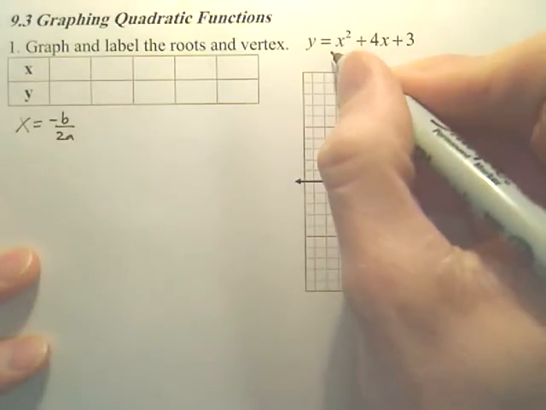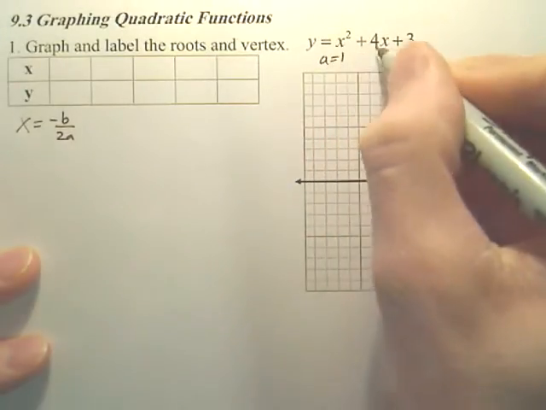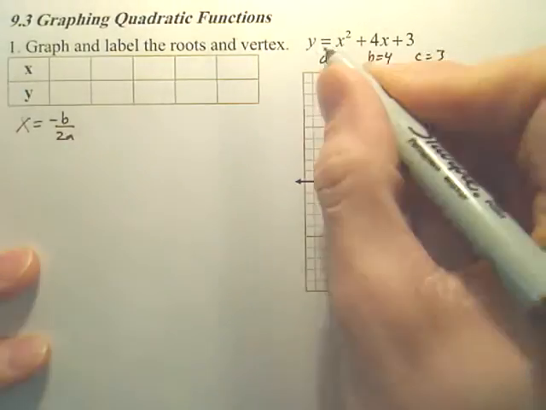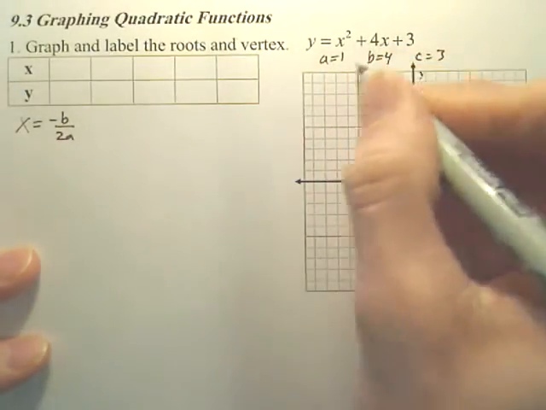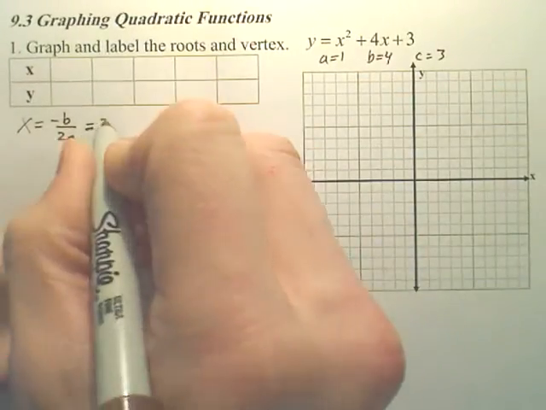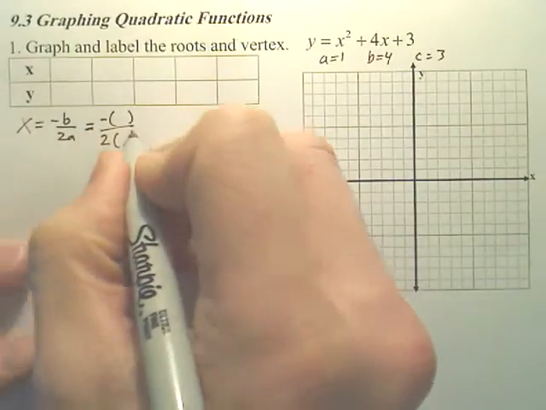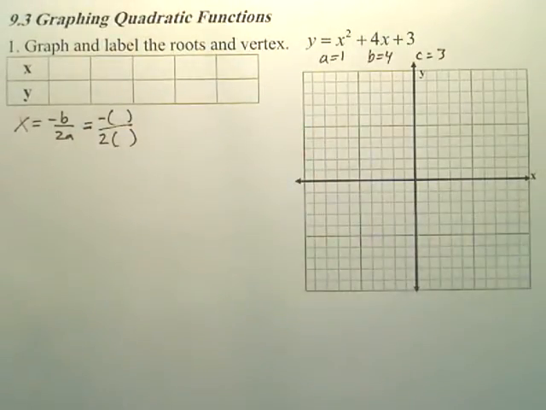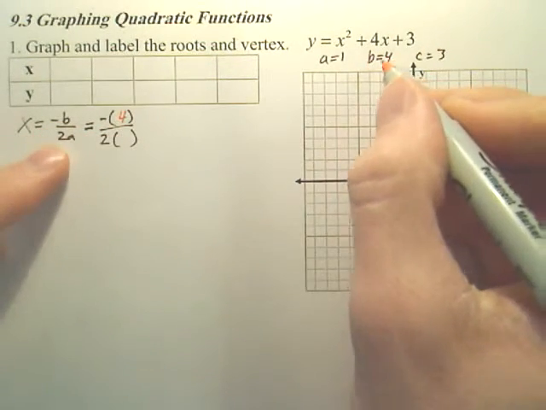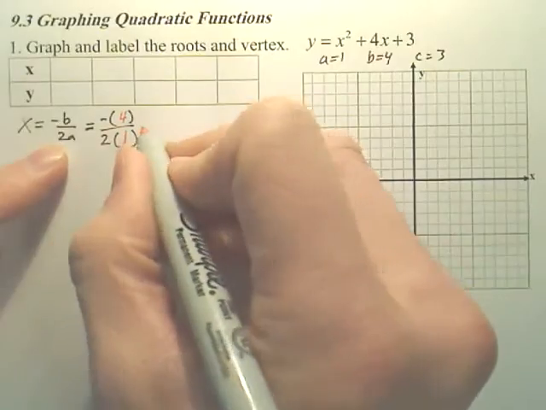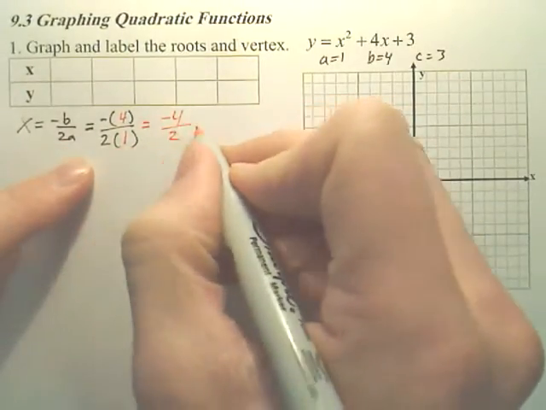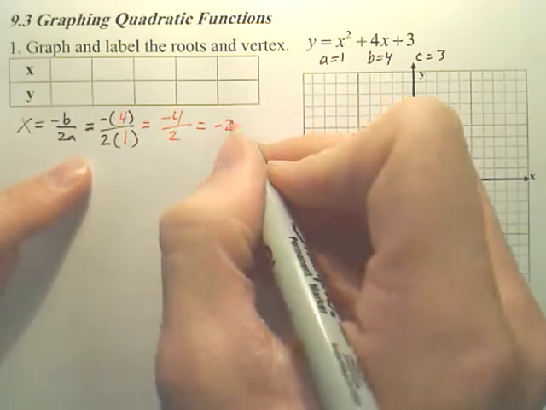Now what you realize is your a is 1, your b is the second number, so that's 4, and your c is 3. So a, b, c. So what we need is negative b over 2a. We're going negative b over 2 times a. If we look at this, b is 4, so we plug b in, and then a is 1. So that'd be negative 4, and 2 times 1 is 2. So it looks like we got negative 2.